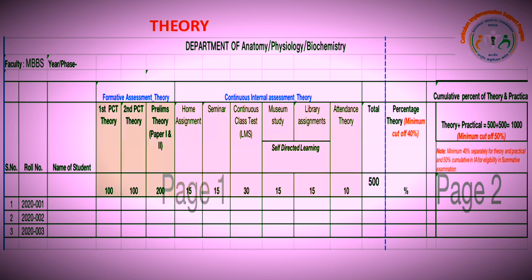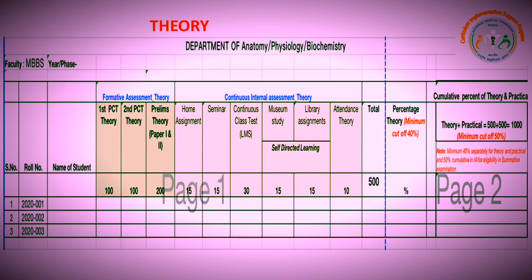Yes, ma'am, that is what I mean. We are taking theory as well as practical tests at the completion of one region. So we can count the theory part in theory and the practical part again in practical. In home assignment, for the theory, we are counting the Journal of Gross Anatomy here. Yes, ma'am, we are also doing the same. You have a query about the museum study and the library assignment.